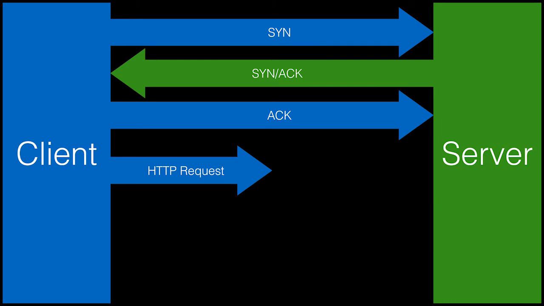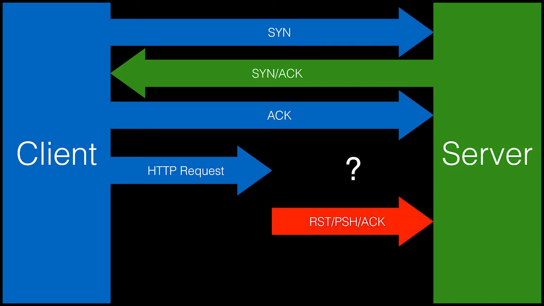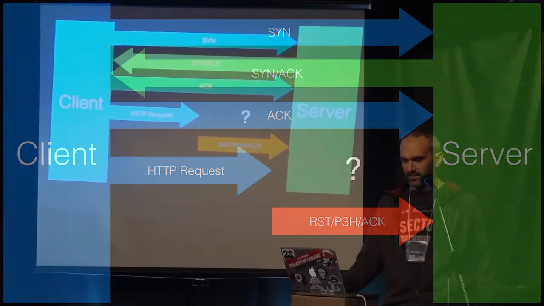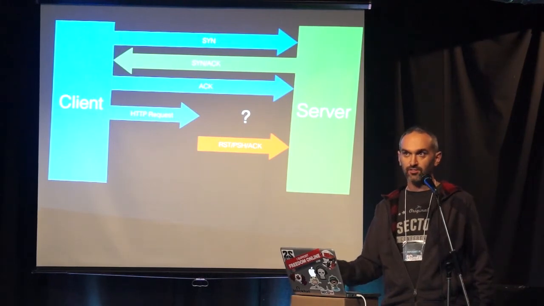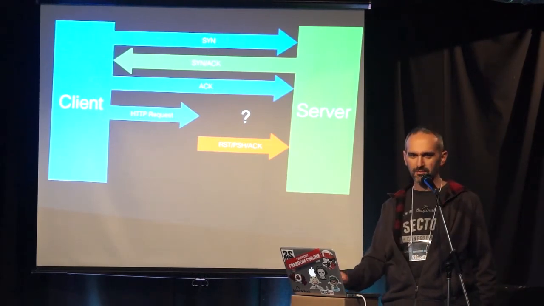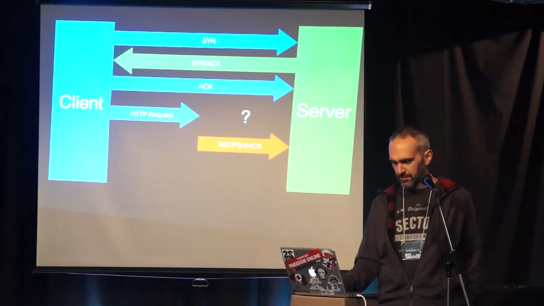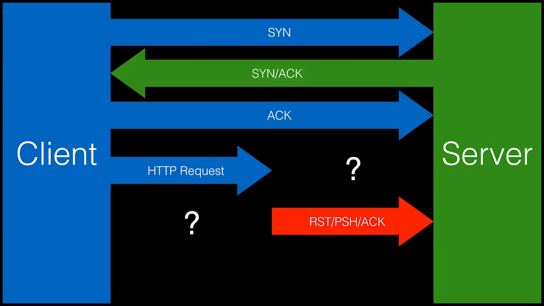Next, I send an HTTP request, but that never arrives at the server. What does arrive is a reset push ACK. That resets the connection at a TCP level from the server's point of view, so it thinks the client has just dropped the connection. Interestingly, normally the client would send a FIN packet, but a reset's used because the server sends no reply to that, so there's no hints coming back to the client that something funny's happened. And obviously, I don't know where that came from, although it appeared to come from me.